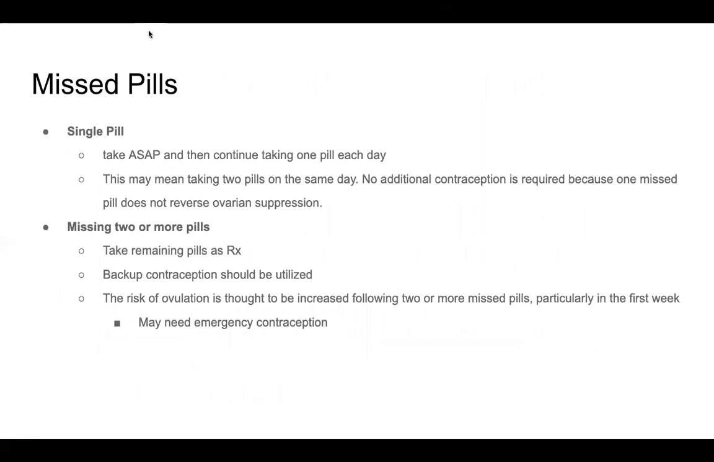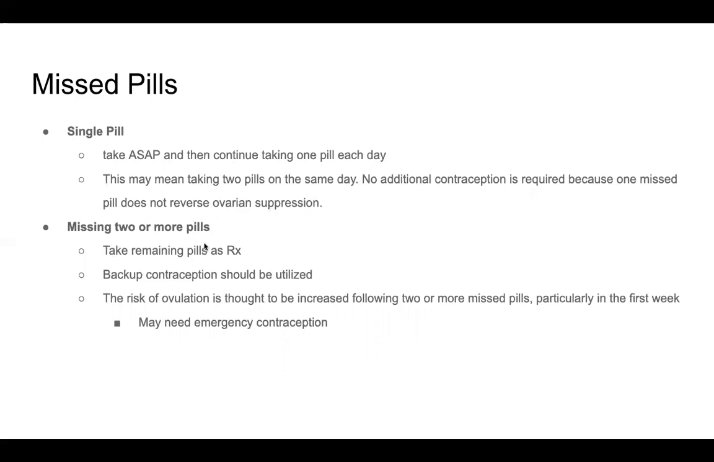If you miss a single pill, you should take that pill as soon as possible when you remember it. And then you should continue taking one pill each day. If you end up taking 2 pills in a day, let's say you normally take your pill at night and you woke up the next morning and you forgot, you can take a pill in the morning and at night, but no additional contraception is required because one missed pill does not reverse ovarian suppression.